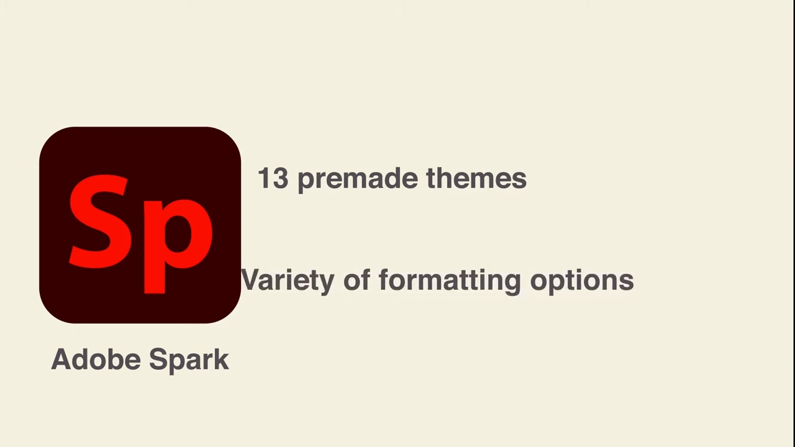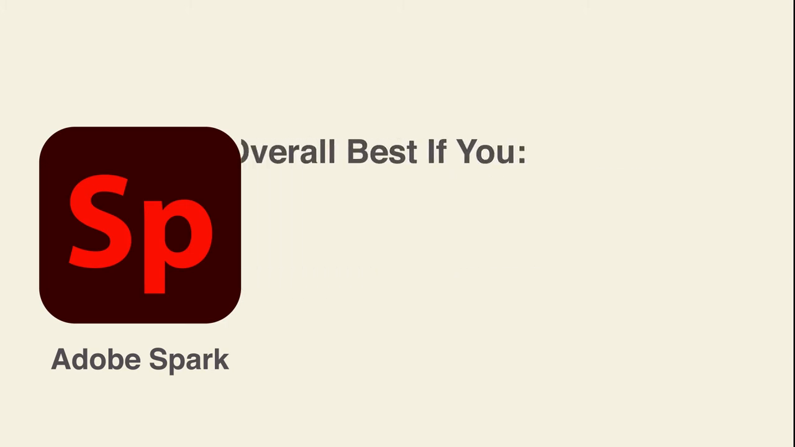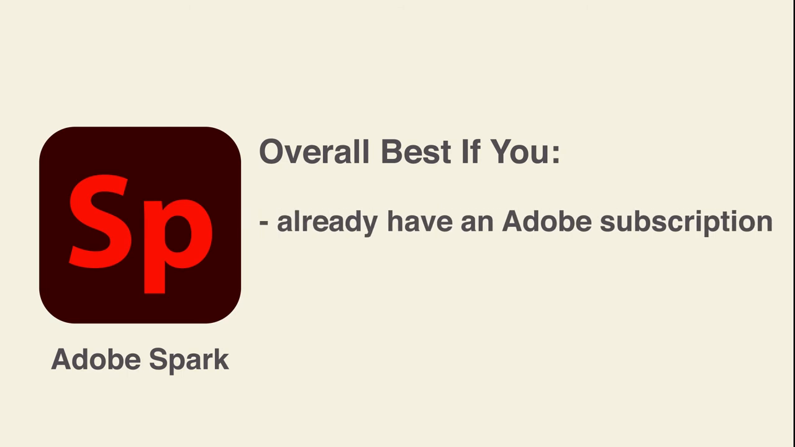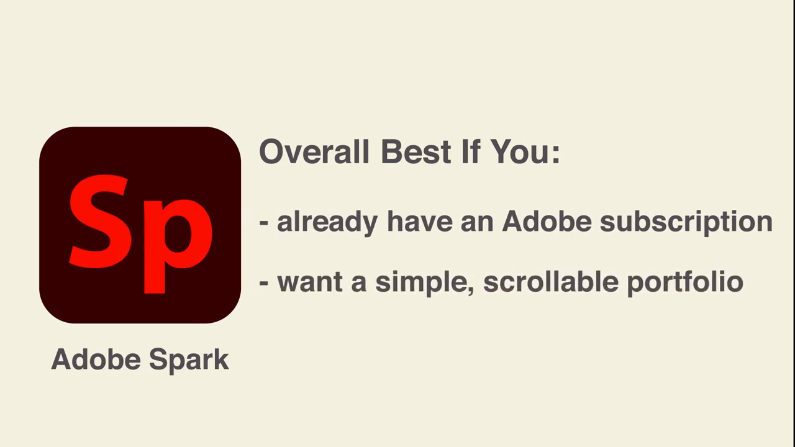Adobe Spark has 13 pre-made themes to choose from and a wide variety of formatting options for you to display all your information and accomplishments in a visually appealing way. This option may be best for you if you already have an Adobe subscription or want a simple scrollable portfolio.